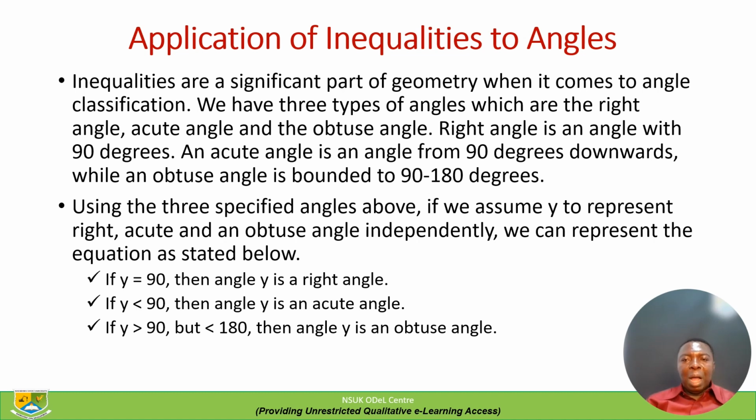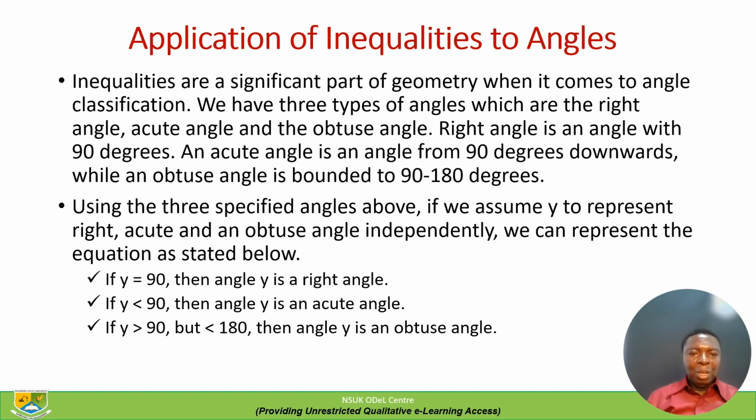So, application of inequalities to angles. Let's look at how we can apply inequalities to angles. Inequalities are a significant part of geometry when it comes to angle classification. We have 3 types of angles: the right angle, the acute angle, and the obtuse angle. A right angle is an angle of 90 degrees. An acute angle is an angle below 90 degrees, while an obtuse angle is bounded between 90 and 180 degrees.